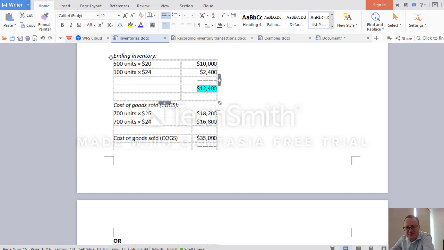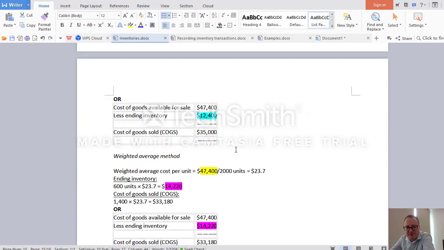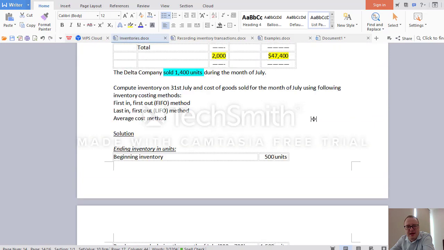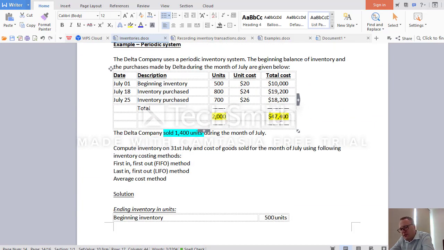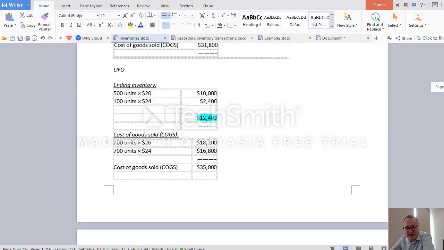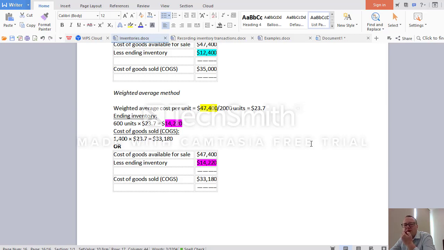batch. With the weighted average method, you will first need to divide 47,400 by 2,000. These are the values that we got here, the total value of purchases and the total number of units purchased. So you first look at them, divide one by the other, and you will get the weighted average cost per unit. And then we know that we sold 1,400 units, just multiply it by that weighted average cost. And we know how much is left in the ending inventory, 600 units, you multiply it by the same cost.